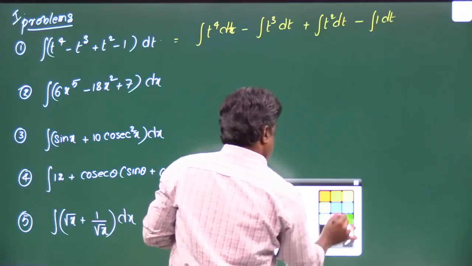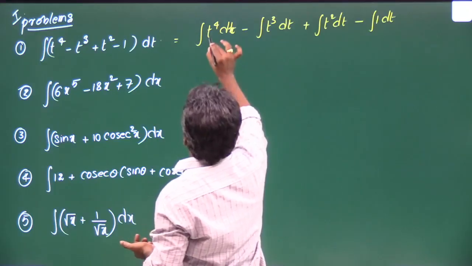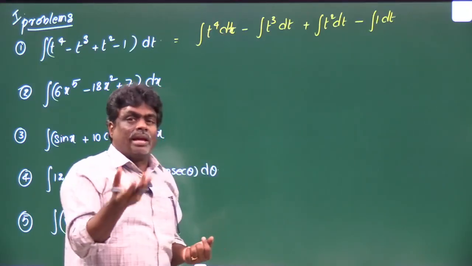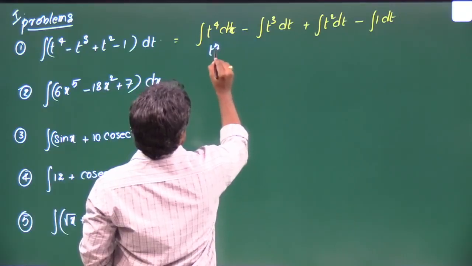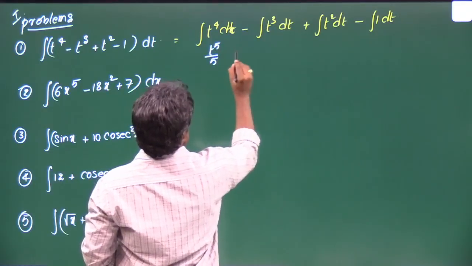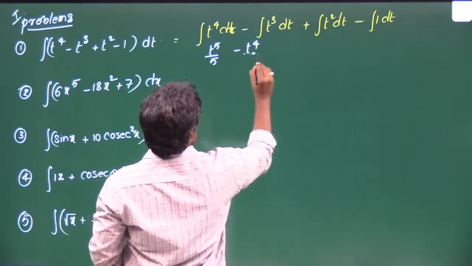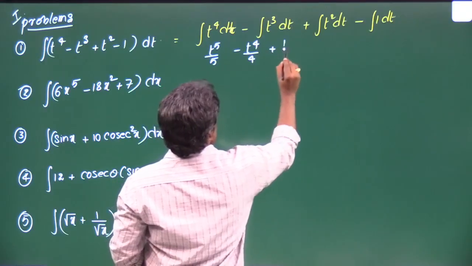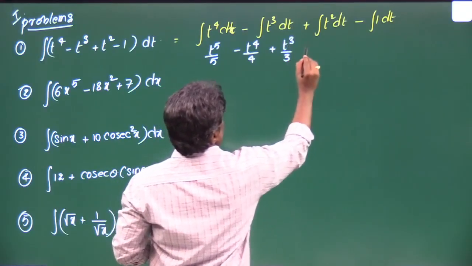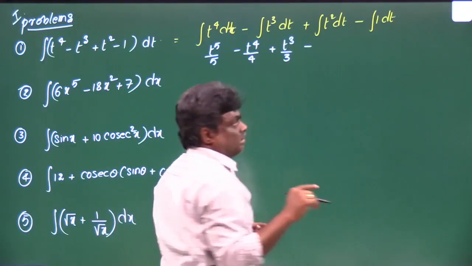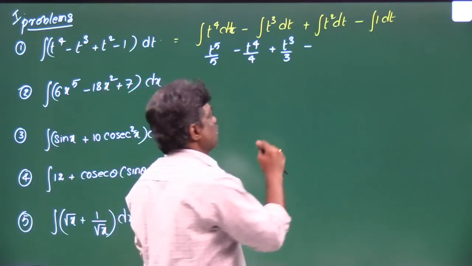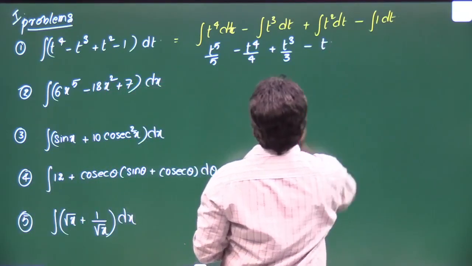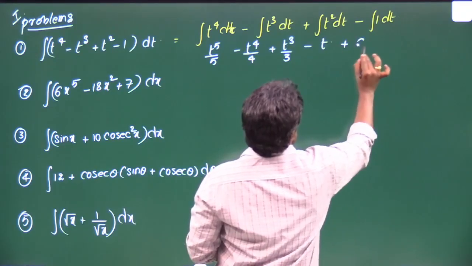So t power 4, that is x power n, integral x power n plus 1 by n plus 1, that's why t power 5 by 5, and this is t power 4 by 4, and this is plus t cube by 3, minus, here nothing is there, so you can take t power 0, so t power 0 plus 1 by 1, that is t, of course plus constant c.